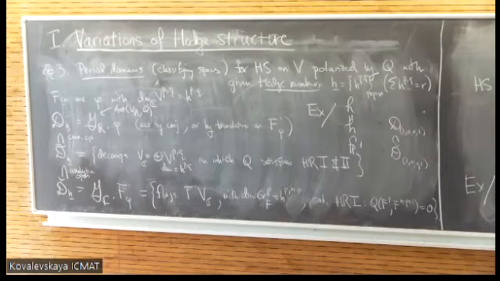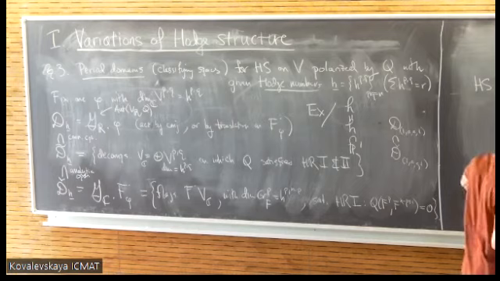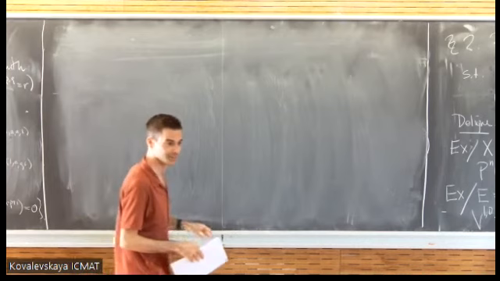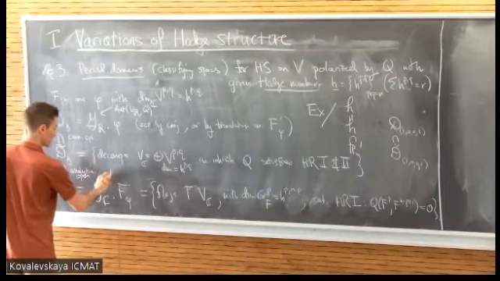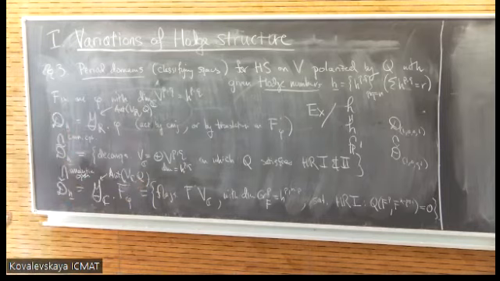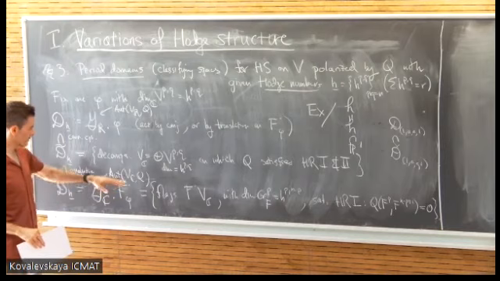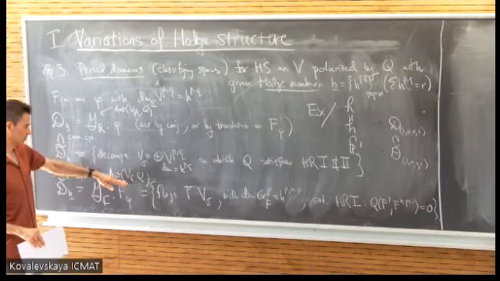Okay. Any questions about that part? But what is the group acting on the lower part? So G_C was automorphisms of V_C preserving Q. Again, if n is odd, this is a symplectic group. If n is even, it's an orthogonal group.